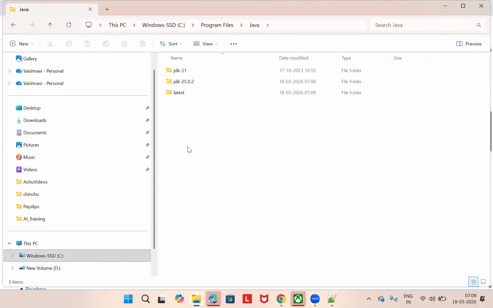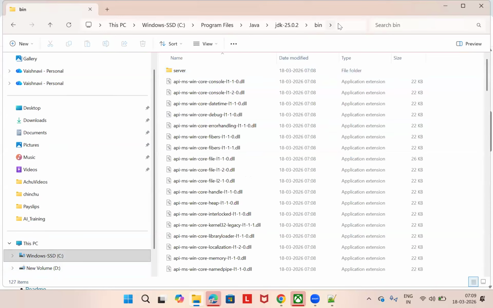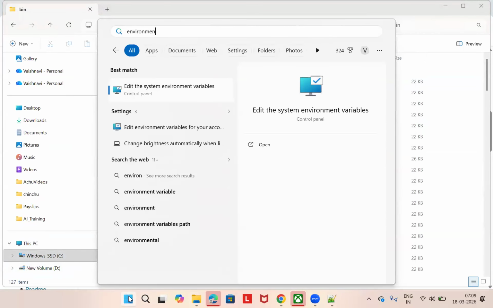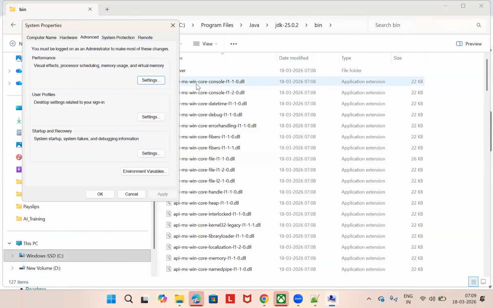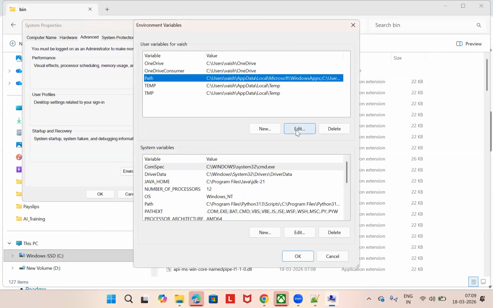Go to C, Program Files, JDK 25. Let me copy this, and I search for environment variables, edit the system environment variables. So go to the path, the path which is present.